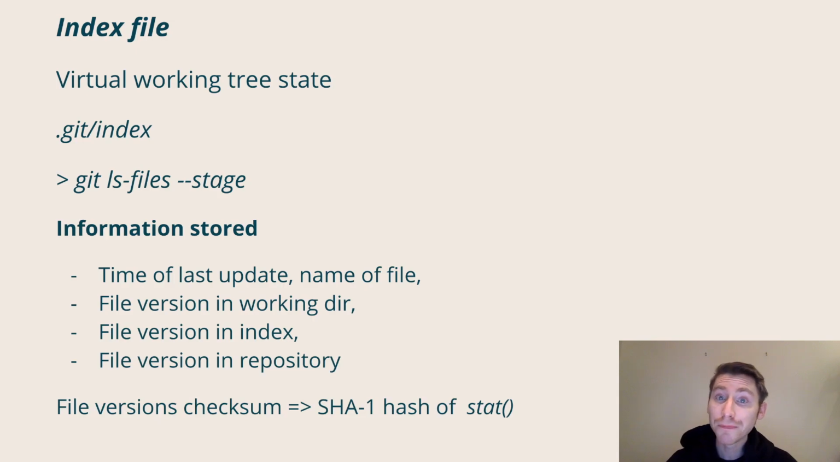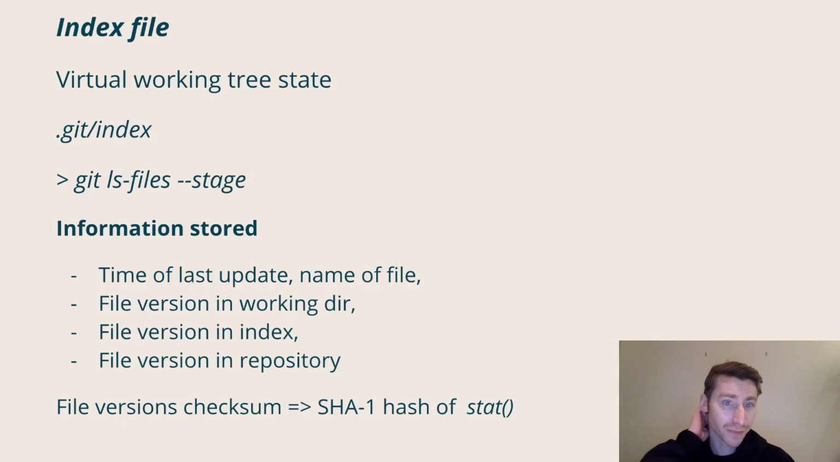We've got the index file, which is a binary file. It doesn't hold objects like blobs and trees. It stores information about the files in the repository. It's a virtual working tree state. The index file is located at /index, and you can see the status of the index file if you run this command, git ls-files --stage.